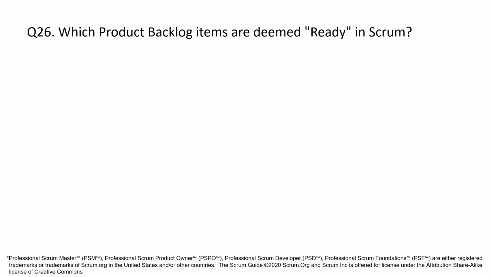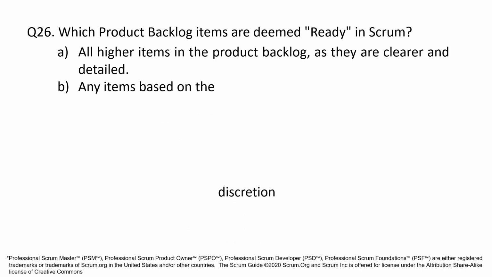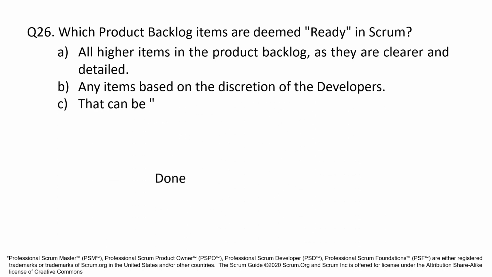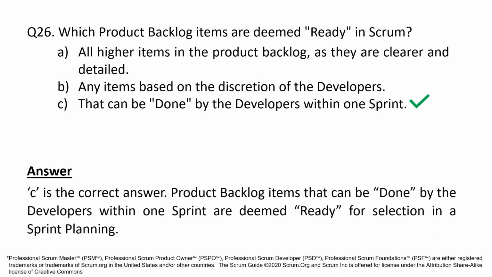Question 26. Which product backlog items are deemed ready in Scrum? A. All higher items in the product backlog as they are clearer and detailed. B. Any items based on the discretion of the developers. C. That can be done by the developers within one sprint. Option C is the correct answer.